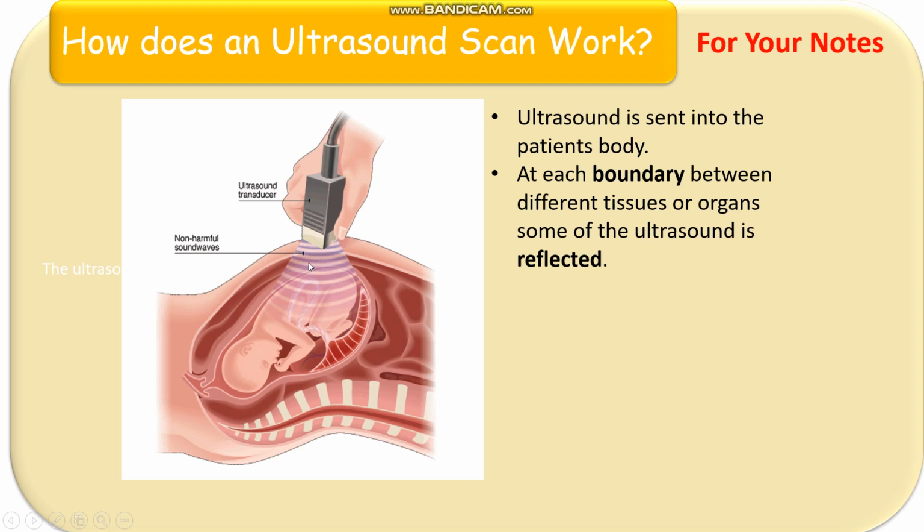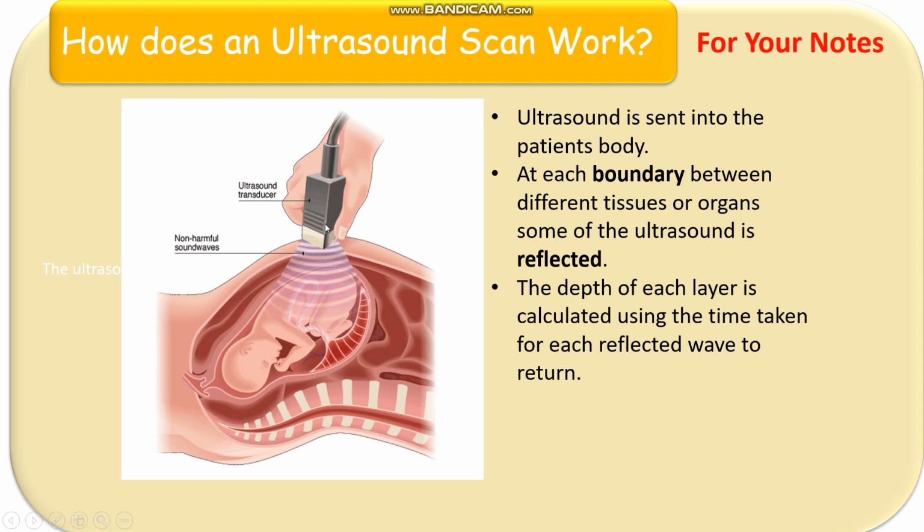Now, at each boundary between different tissues or organs, some of the ultrasound is reflected. So let's suppose that some of those ultrasound waves make it as far as the baby. When they get to the baby, we've got a change in density, higher density, and some of those ultrasound waves will be reflected back towards the transducer.